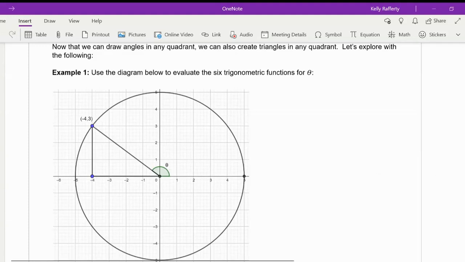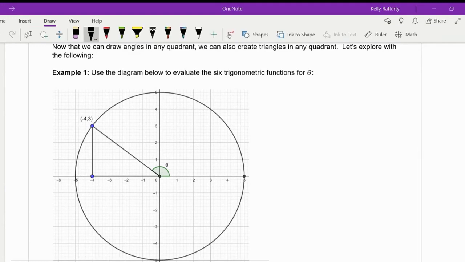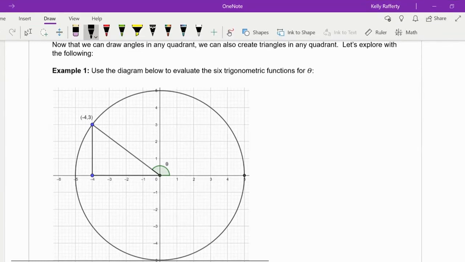All right, guys, going through the start of our next section here, which is 9.3, we're going to extend what we know about SOHCAHTOA, and I'm actually going to rewrite SOHCAHTOA up here because it will be useful. To now triangles that are in the coordinate plane.